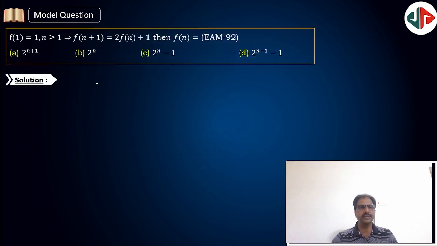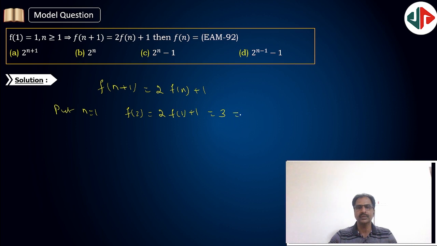Next, f of 1 is given as 1. And for all n greater than or equal to 1, f of n plus 1 is given as 2 times f of n plus 1. And you have to find f of n. Now put n is equal to 1, because this relation is true for all n greater than or equal to 1. Then you will get f of 2 is equal to 2 times f of 1 plus 1. F of 1 is already given as 1, so this becomes 3. 3 can be written as 2 square minus 1.